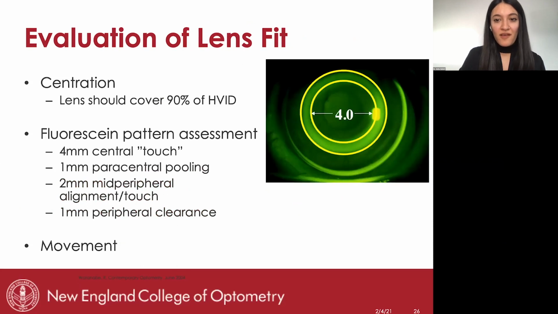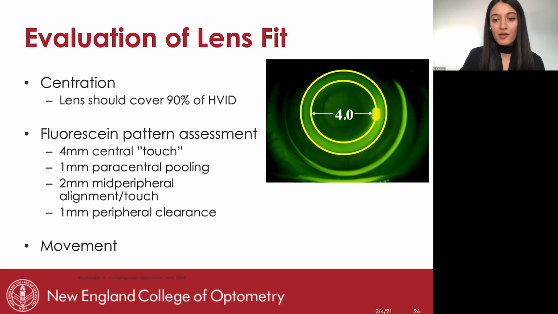Good. So when we're evaluating the fit, again, the lens should be fairly centered, and the lens should cover about 90% of the cornea, or 90% of the HVID. So that's one of the things that I pay attention to a lot, the lens diameter. I want to make sure that that lens is nicely centered, and if there's any lateral decentration, I do have to change the lens diameter.